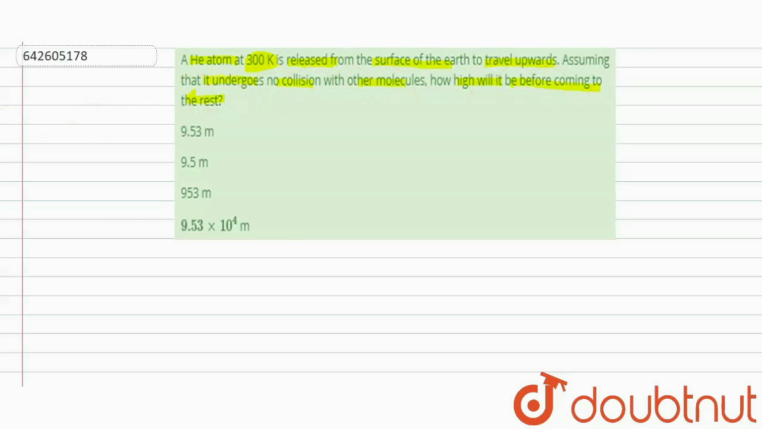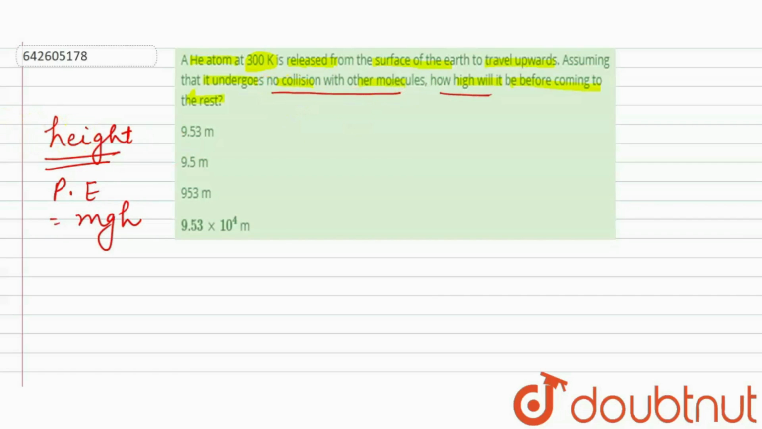So in this question we have to calculate the height, because it's given how high will it be before coming to rest. It means it is related to the potential energy, because potential energy is mgh, and it is also given that there is no collision with other molecules. So here we will use the conservation of energy, in which we relate kinetic energy to the potential energy.